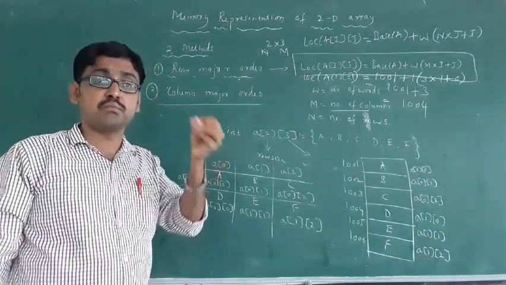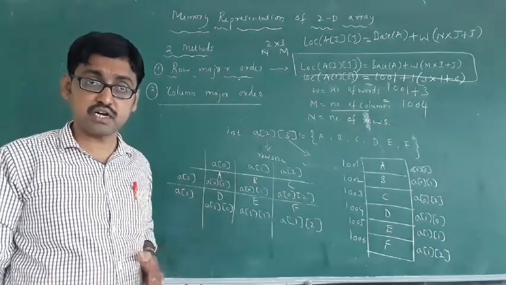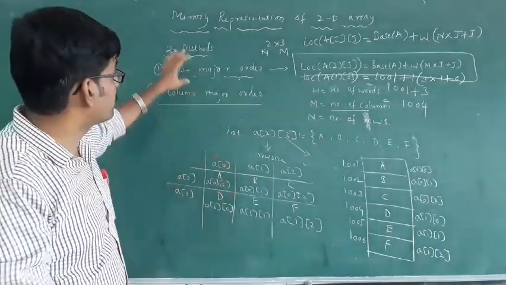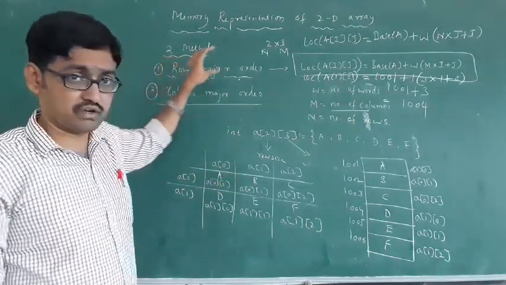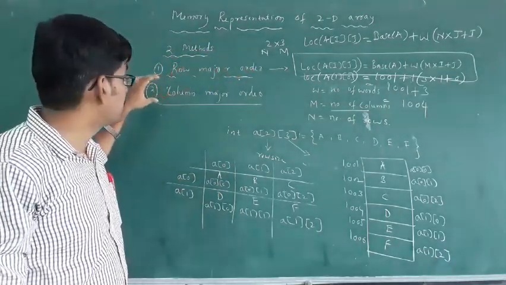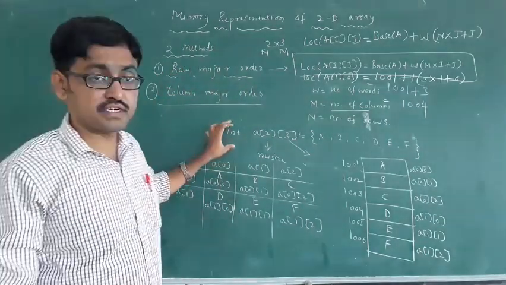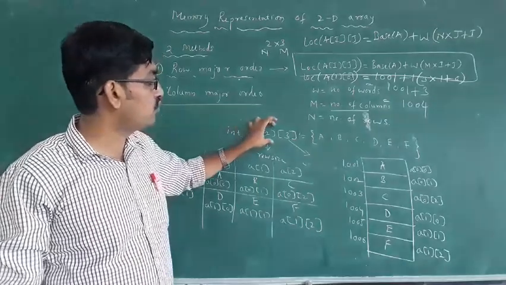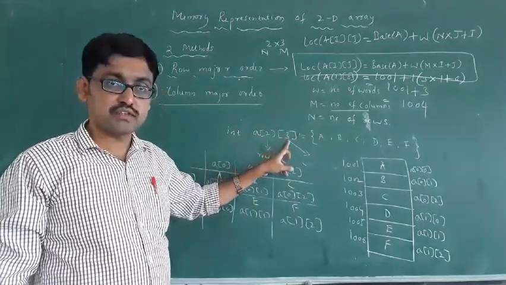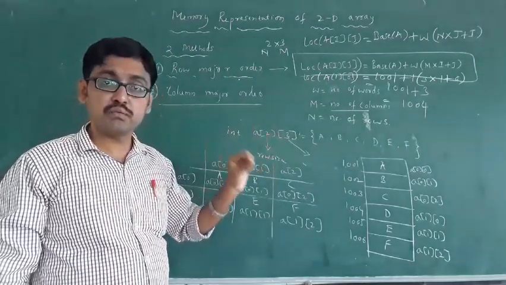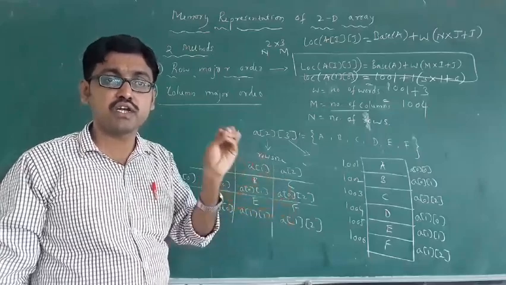See, explain the memory representation of 2D array. For 5 marks or for 3 marks they will ask you. There are two methods to find the address of a 2D array. One is row major order, the second one is column major order. In that, you have to consider one array int a of 2 3. This is row size, this is column size. 2 into 3 means how many elements you can store in this? 6 elements, 6 data or 6 characters you can store in this.